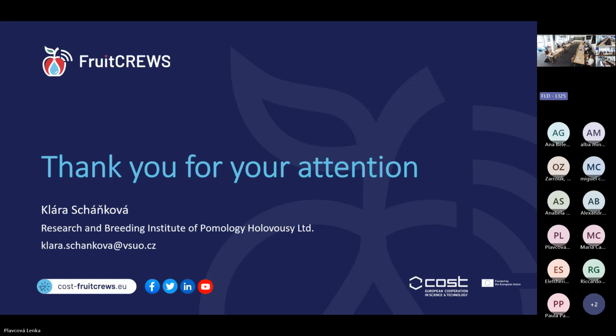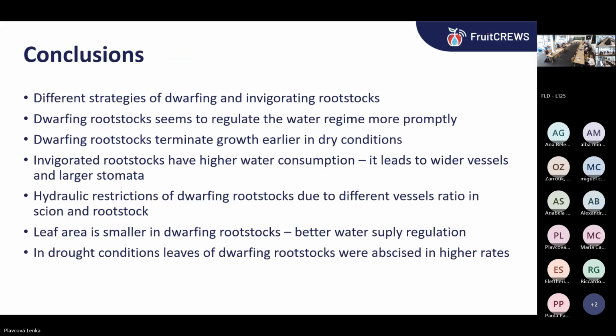So if you have some comments or questions. Can you go to the conclusion section? Yeah, this one? What do you mean by better water supply regulation? I don't understand this. But yeah, you mean here. I think that it's because of the stomata, that they have smaller but denser stomata, so they can promptly reply to the drought, and then they can have better regulation when the drought is coming.